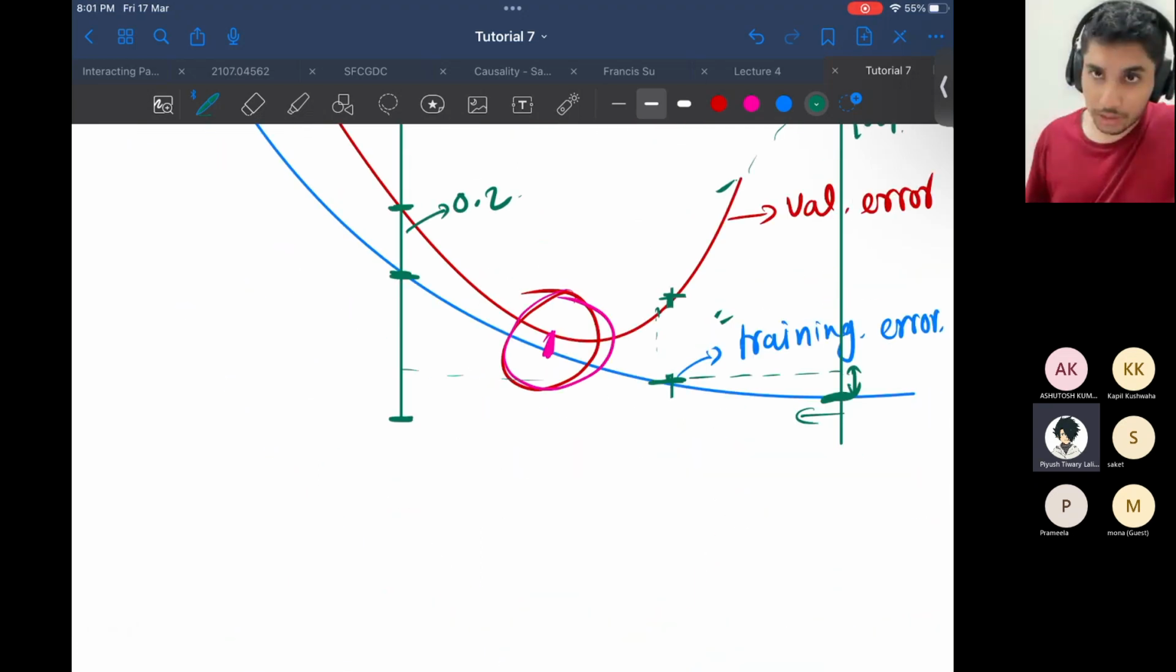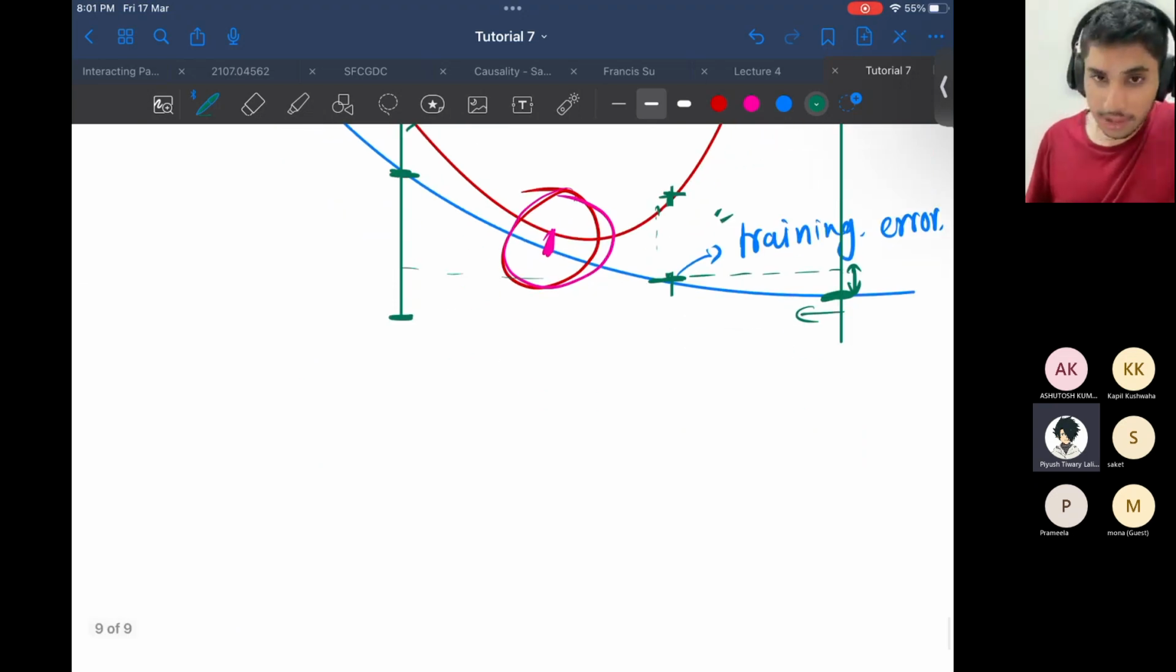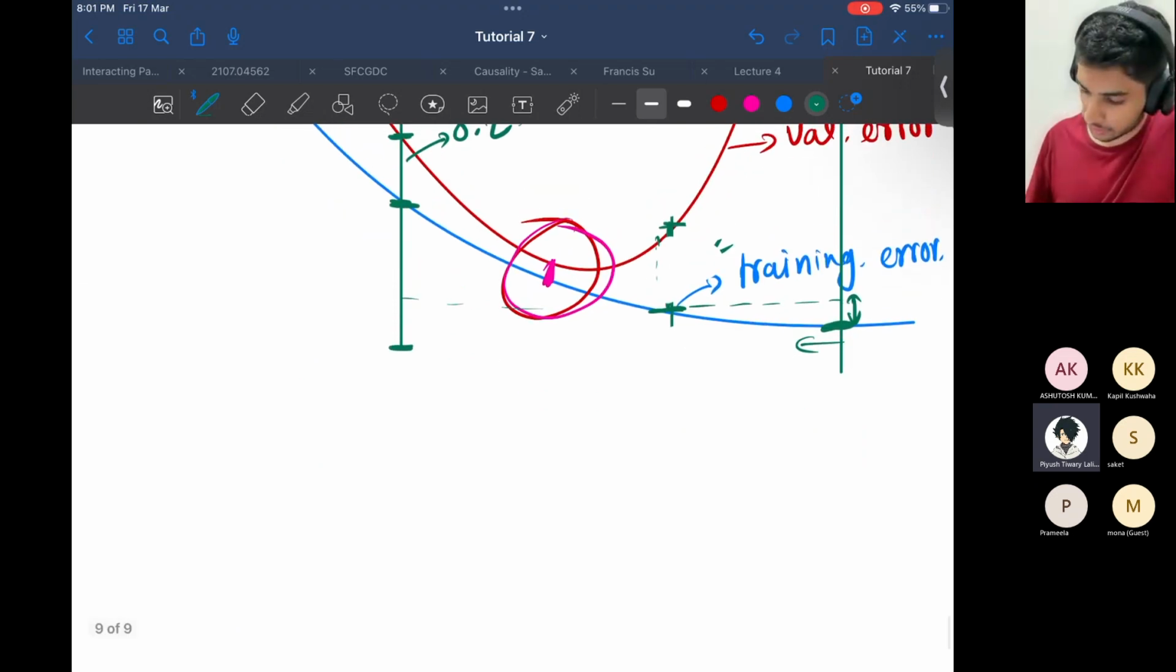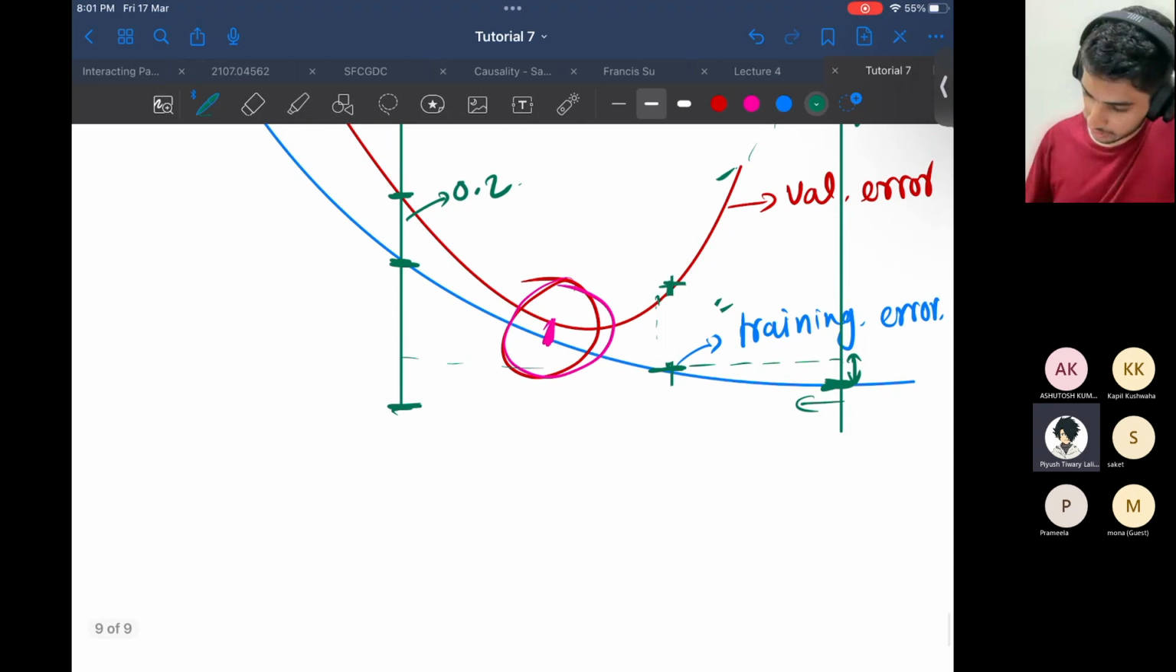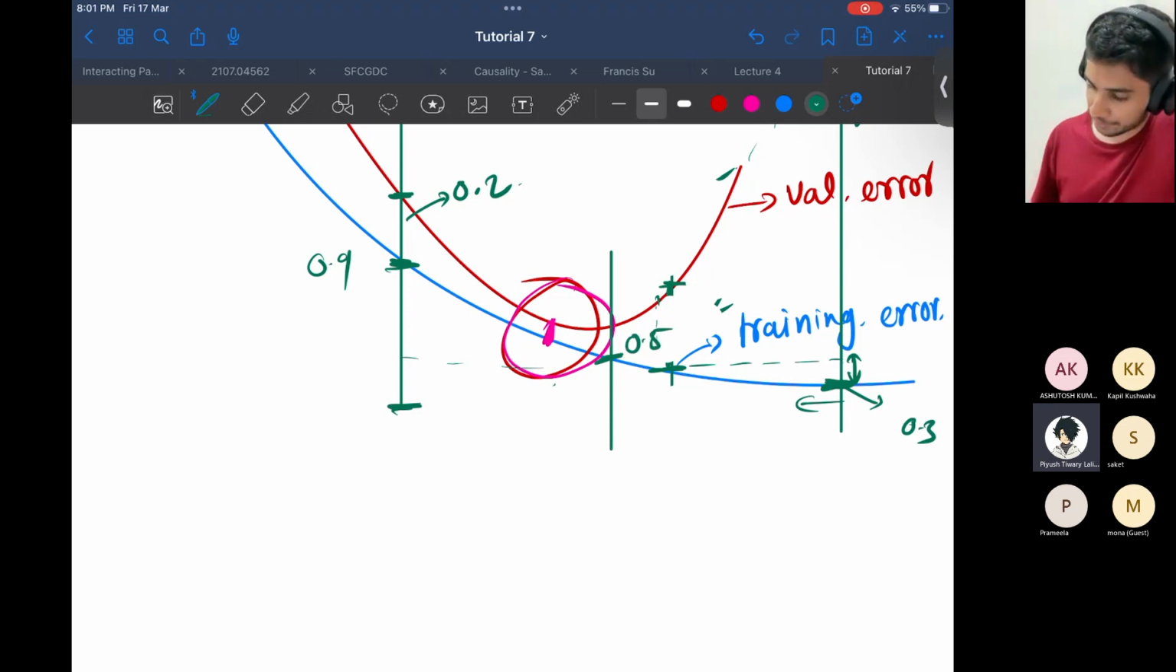Fine. So now I have a model which is M3. M3 has a training error of 0.5. So it is between M2 and M3, right? So maybe somewhere here perhaps. If this training error is 0.3 and this is 0.9, I hope it is believable that this will be something like 0.5, right?